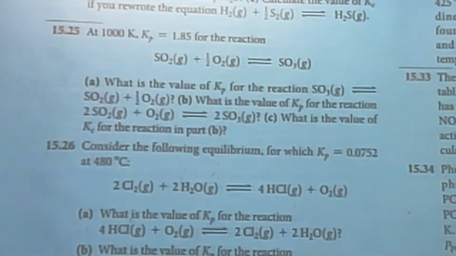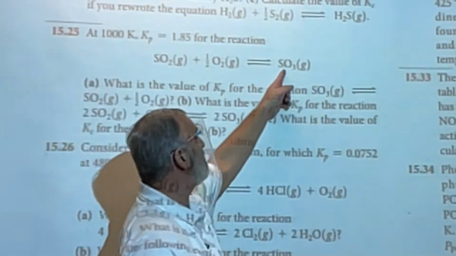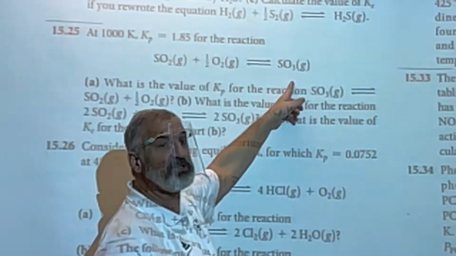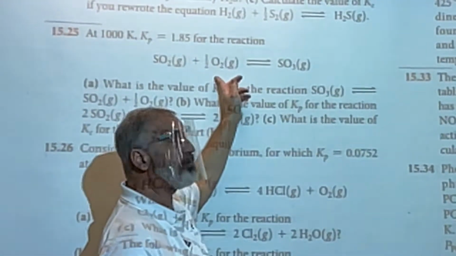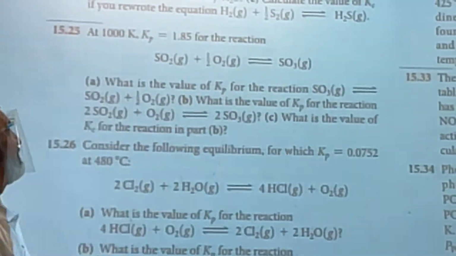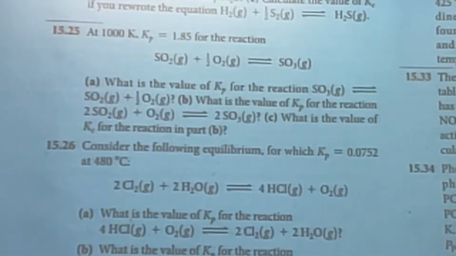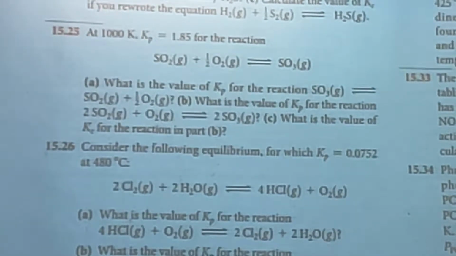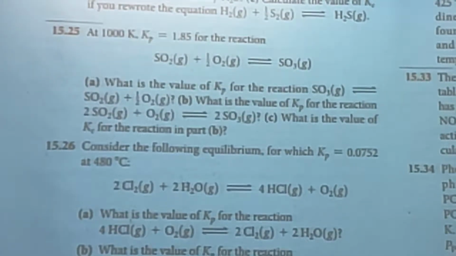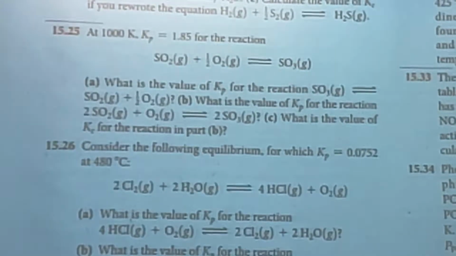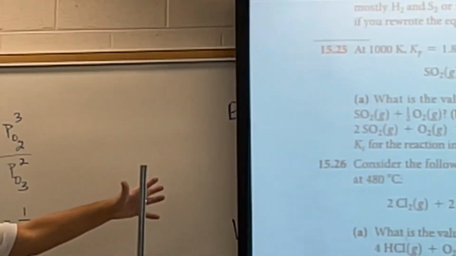So left to right, written this way, 1.85 means the products are going to be a little bit greater than reactants. But when you go right to left, that's going to be the opposite, the reciprocal of that. It's going to want to be more right to left. The SO3 is the reactant. It's going to want to be more reactant than product. So in this case, we say it's shifted to the right.